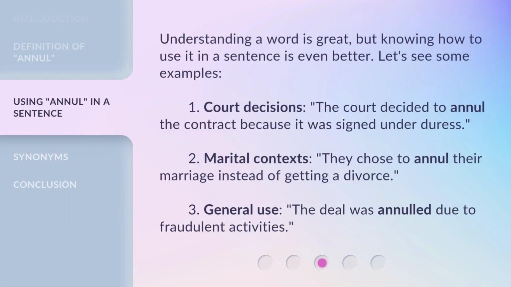Understanding a word is great, but knowing how to use it in a sentence is even better. Let's see some examples. 1. Court decisions. The court decided to annul the contract because it was signed under duress. 2. Marital contexts. They chose to annul their marriage instead of getting a divorce. 3. General use. The deal was annulled due to fraudulent activities.